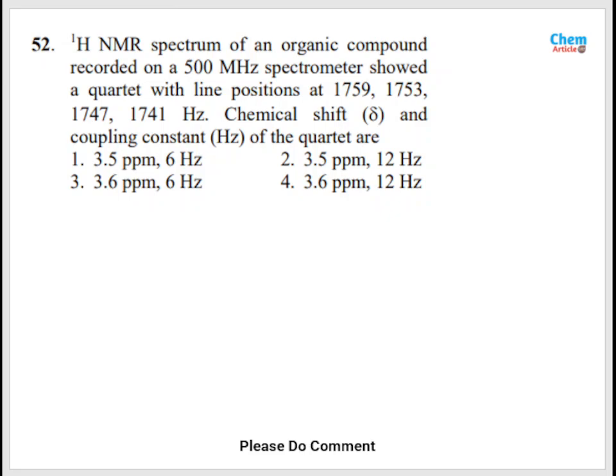Today we will discuss a question which was asked in CSIR NET 2016. This is a proton NMR spectroscopy question, which is very important for recent examinations. Any type of examination like SET, GATE or IIT JAM also. This is the question.